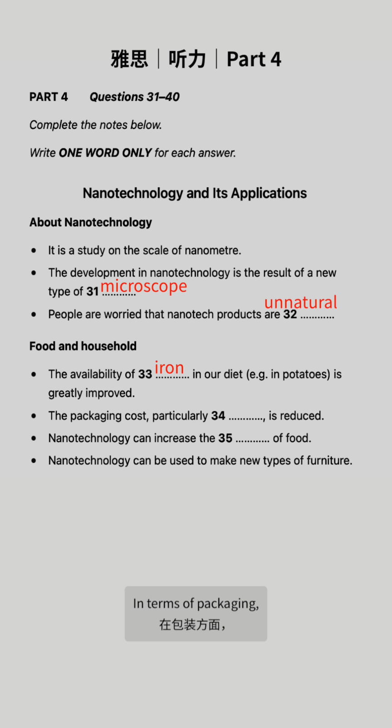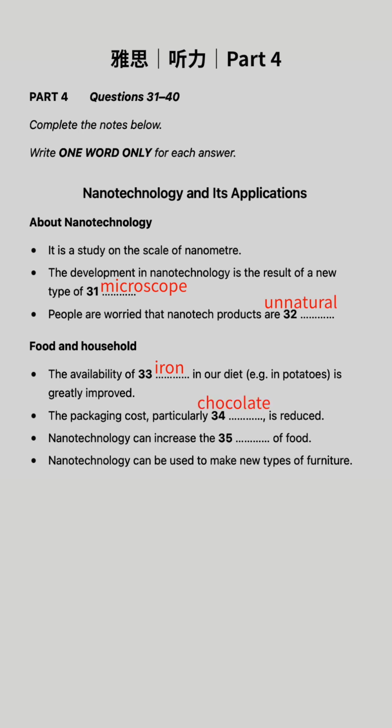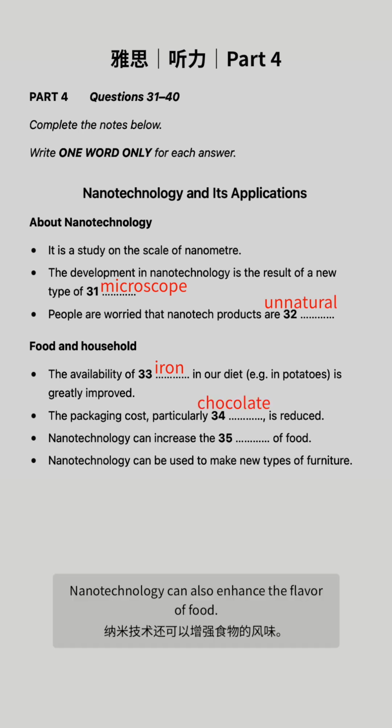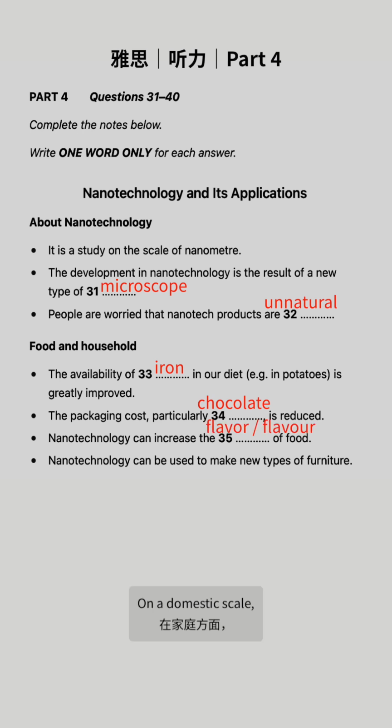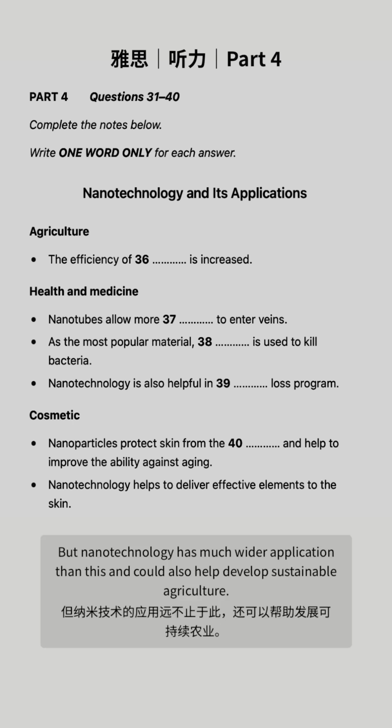In terms of packaging, nanomaterials are more economical and are used in all sorts of products, chocolate in particular. Nanotechnology can also enhance the flavour of food. On a domestic scale, we expect more smart furniture, which is made of shape memory alloys, to be manufactured. But nanotechnology has much wider application than this and could also help develop sustainable agriculture.